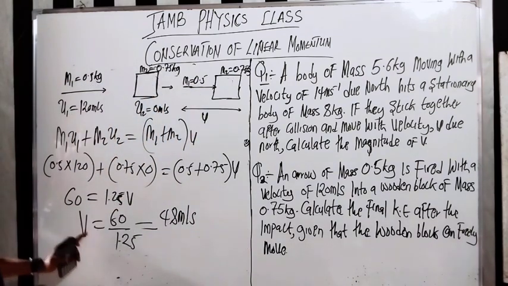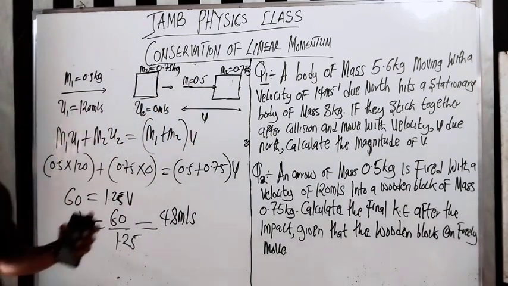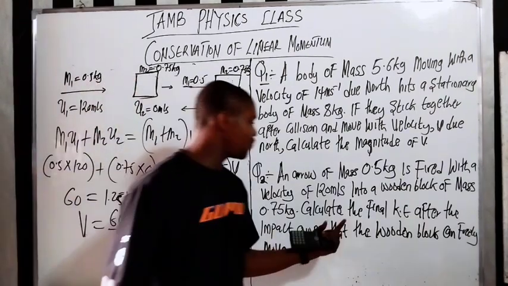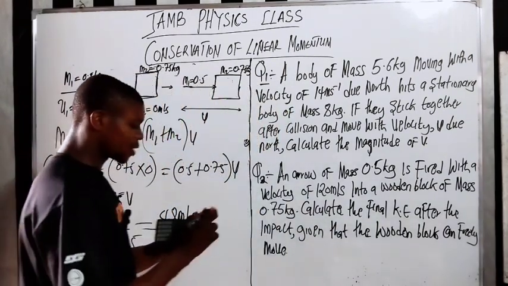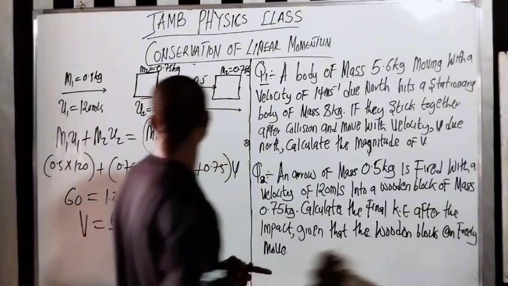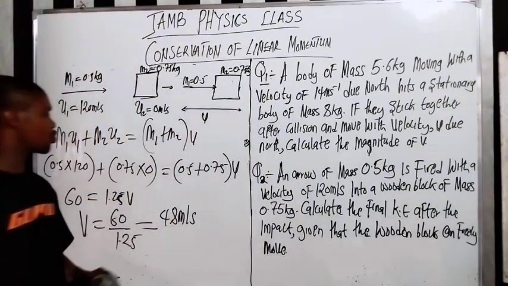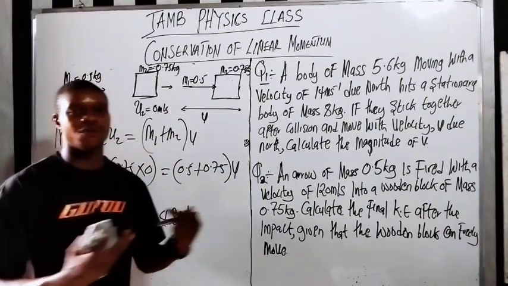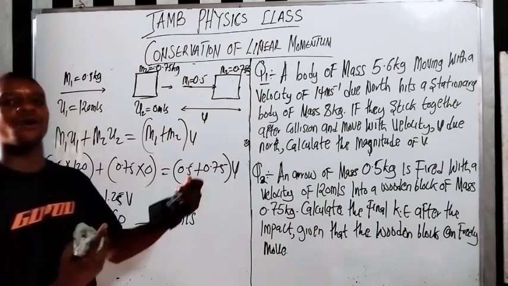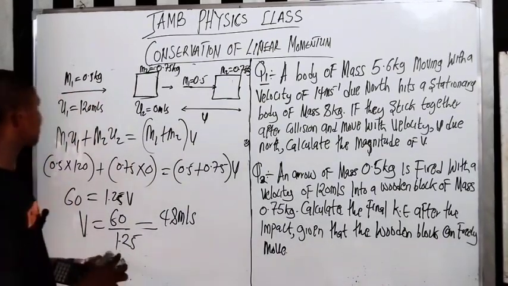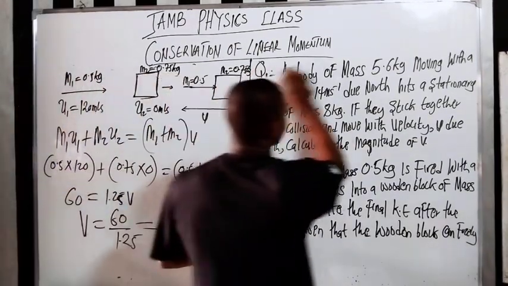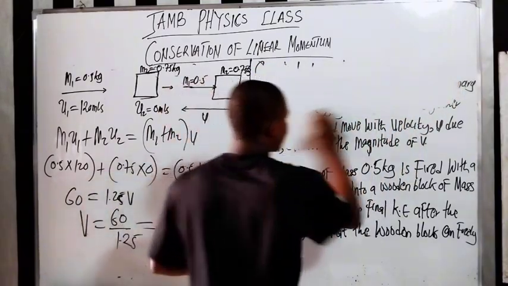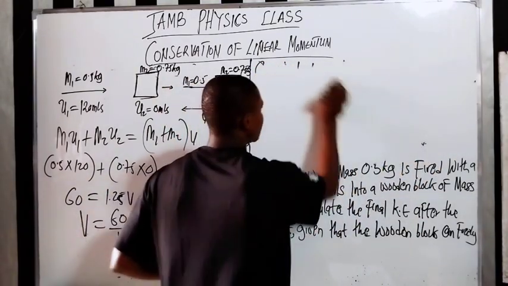But they say we will calculate the final kinetic energy. For you to calculate the final kinetic energy, you must sum the two masses of the objects, the arrow and the wooden block. So let me write this out and use it to solve the remaining part of the question.